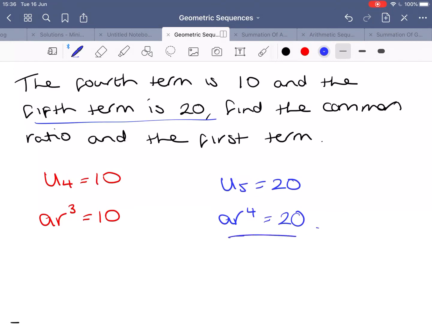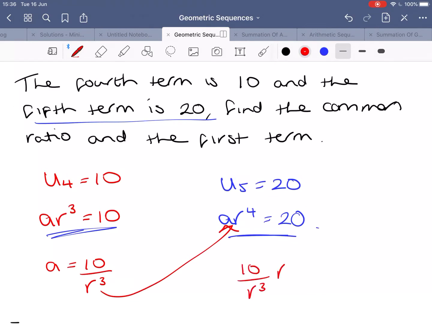Well, I've got 2 equations and 2 unknowns, so I've got a pair of simultaneous equations. Doesn't quite look like the usual simultaneous equations that we deal with, but that's what I've got, a pair of simultaneous equations. So I've got to solve them. And the way you could do it is you could say, well, I'll rearrange this first equation to say A is 10 over R cubed, and I'm going to substitute that into there. So I'd have 10 over R cubed times R to the power 4 equals 20.